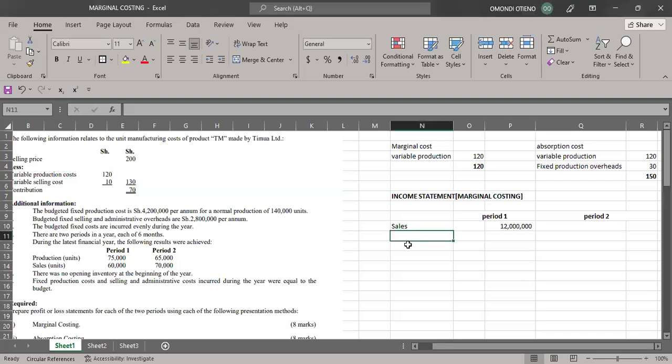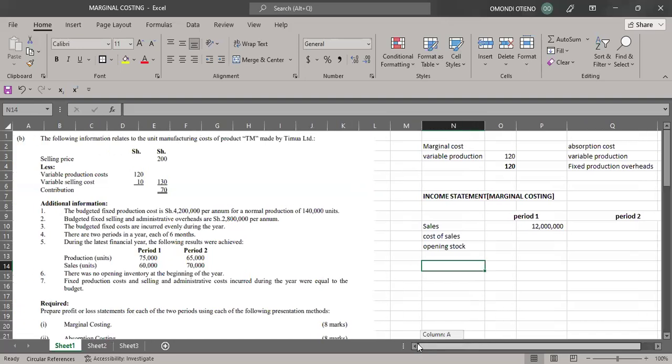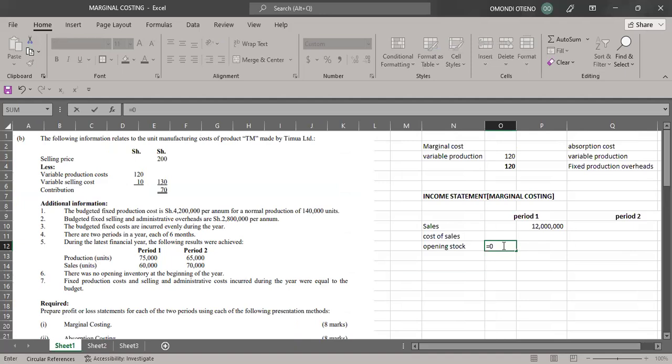Then from the sales, we need to consider now cost of sales. Let's deal with period one, the whole of it. Now, under cost of sales, we need to consider opening stock. Do we have opening stock? This additional information is helping us to know whether there is opening stock or not. Number 6, there was no opening inventory at the beginning of the year. So we'll come here and put opening stock equal to 0.